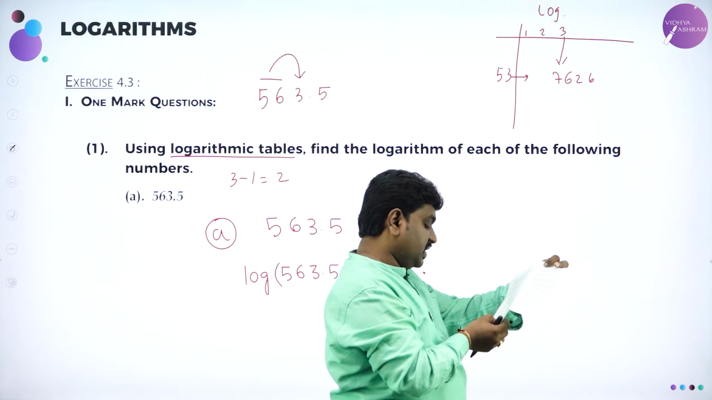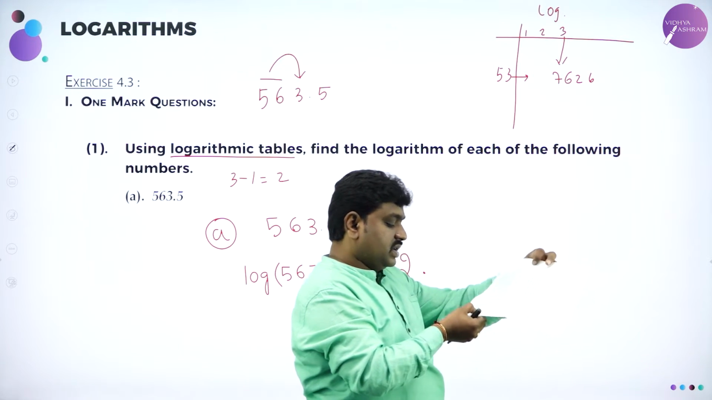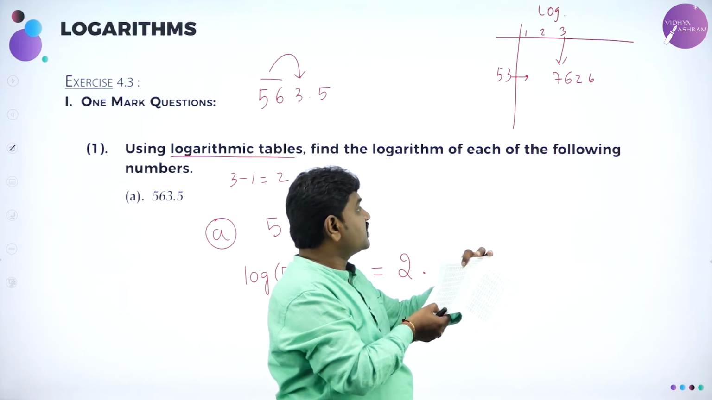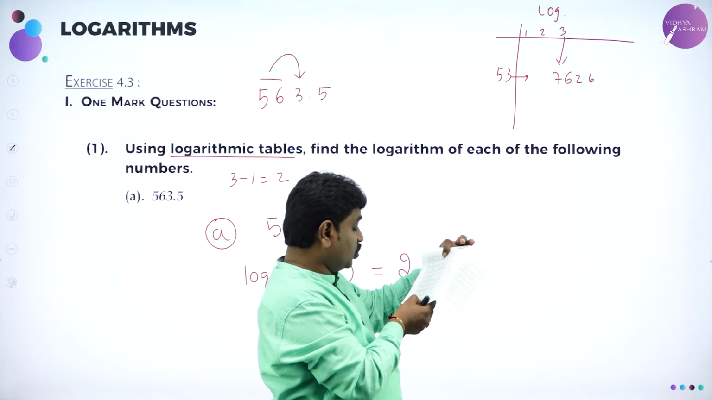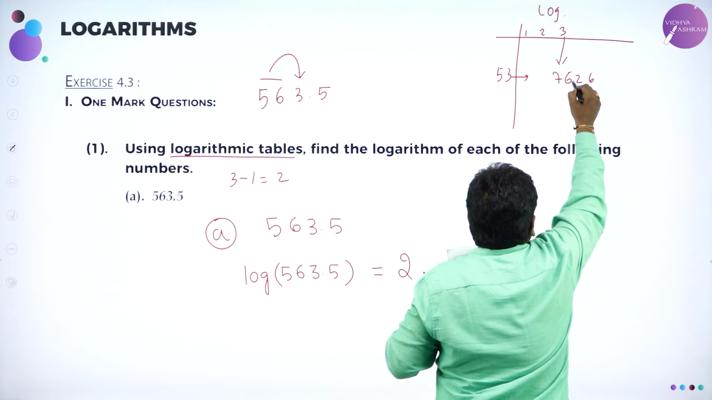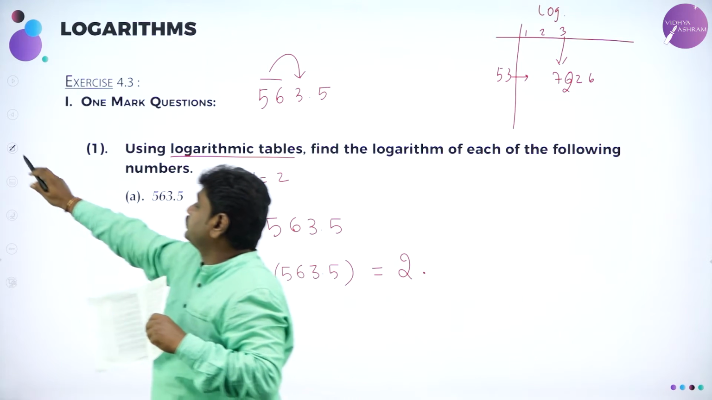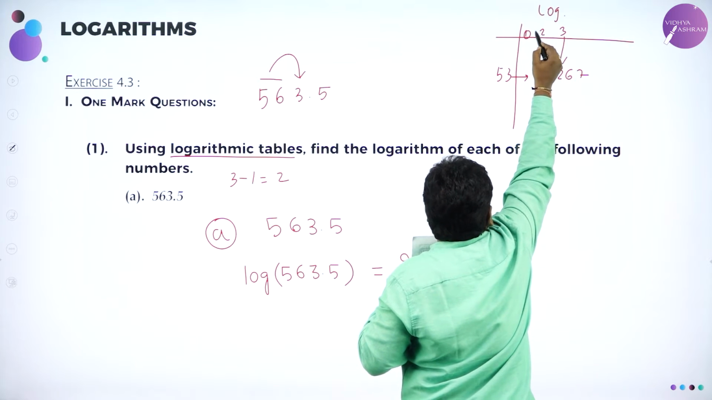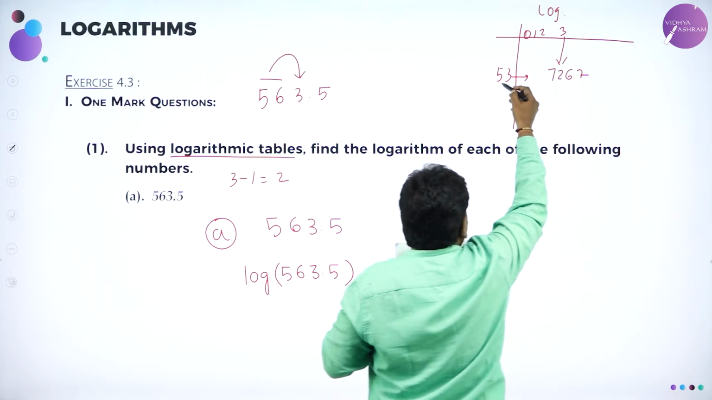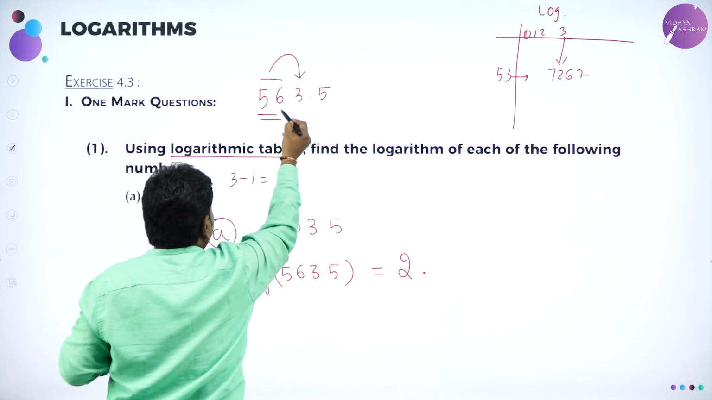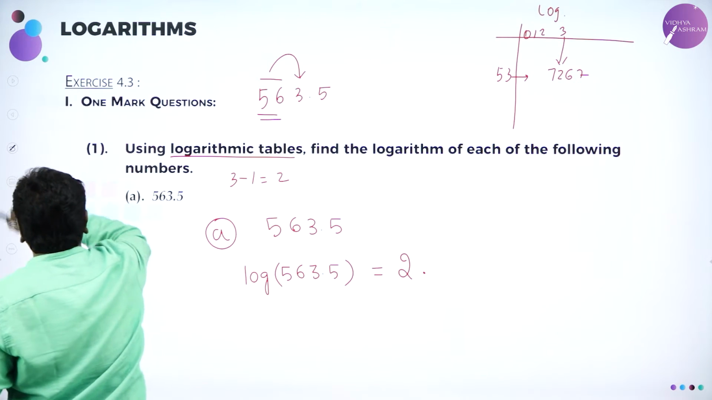So dear students, when you see 53 under 3, you will have 7267. You have 7267. It starts with 0, 1, 2, 3 like that. Sorry, okay, now here what are the first two digits? 56 under 3 you should see.